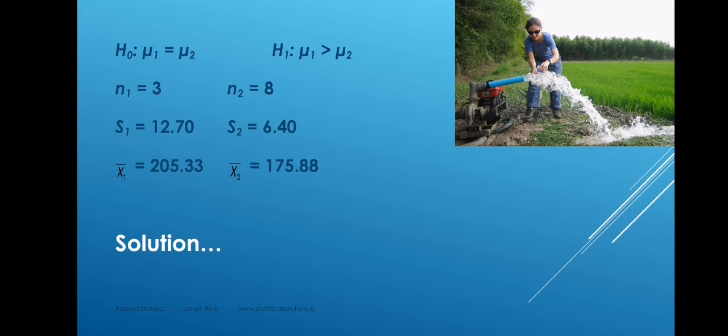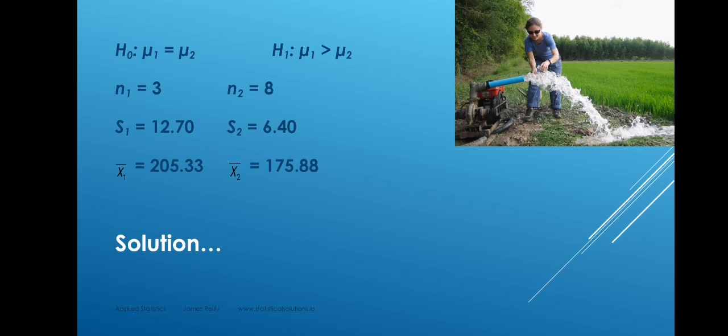We lay out the test by saying the null hypothesis states that the two means are equal, the influent and effluent. mu1 equals mu2 is our null hypothesis. Our alternative hypothesis is that mu1 is greater than mu2, so the influent measurements are higher, and therefore the effluent measurements are lower. So n1 equals 3, and n2 equals 8. S1 is 12.7, and S2 is 6.4, and x1 bar is 205.33, and x2 bar is 175.88.